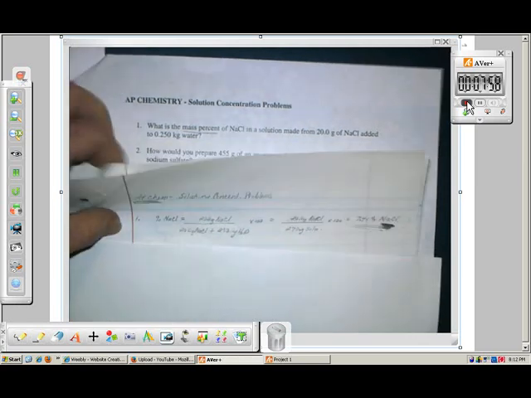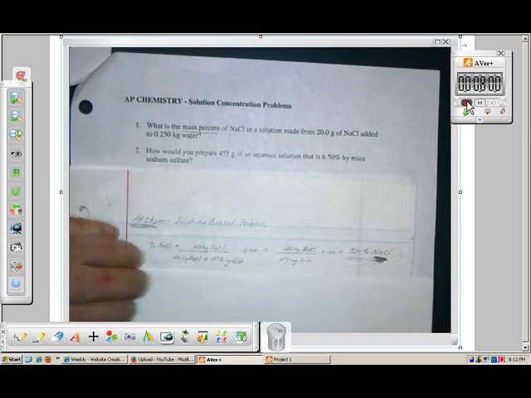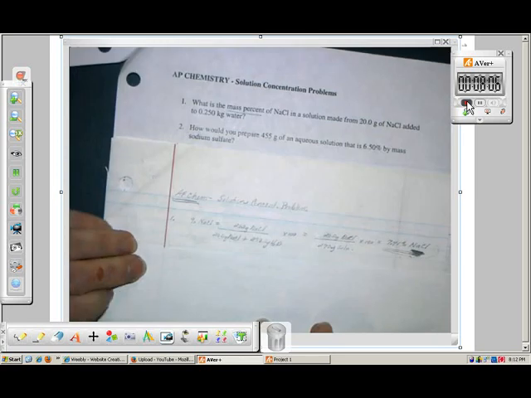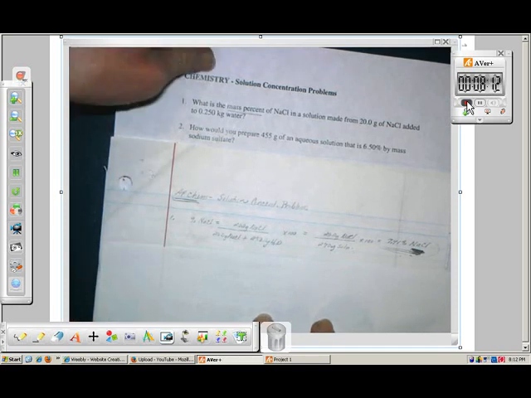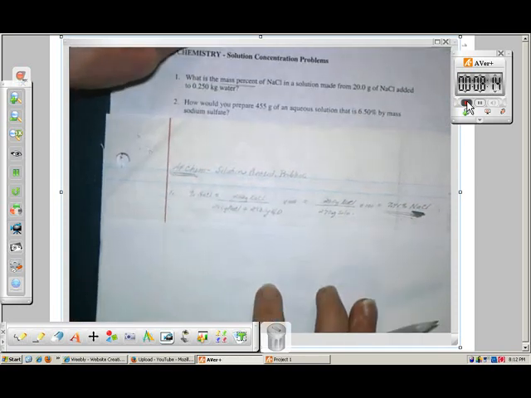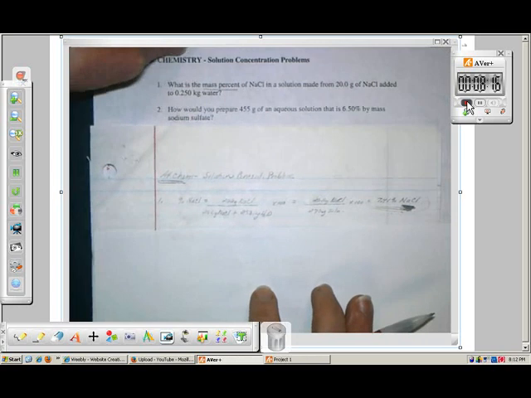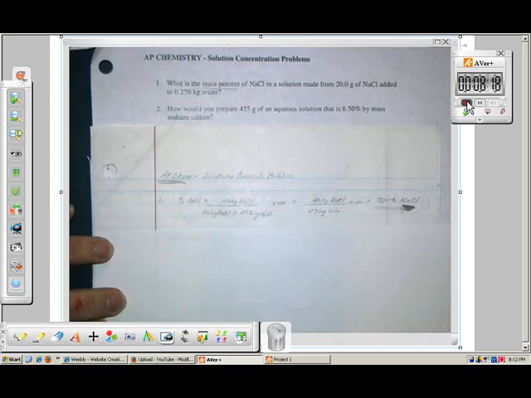In our next example, the question is, how would we prepare 455 grams of an aqueous solution that is 6.5% by mass sodium sulfate? We're looking for a recipe. If I ask how would you prepare, how would you make, you need to give me full instructions. I would always attack these problems through dimensional analysis if possible.